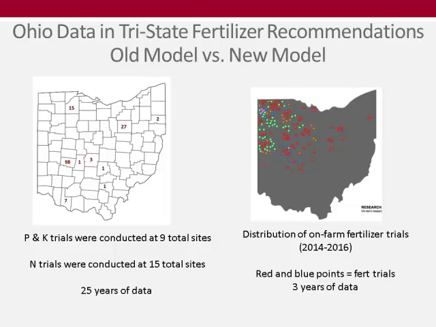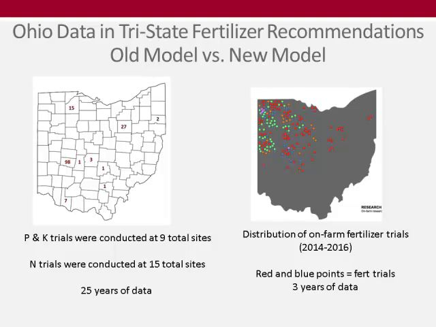Okay, so kind of old model versus new model. How things were done before, the old Tri-States versus new. We went back and looked at the data that went into the Tri-State recommendations. We scrubbed these annual fertilizer reports that were put out by my predecessor's predecessor, Jay Johnson. And we found that for P and K that went into the Tri-State recs, there were only 9 sites in the state that went into those phosphorus and potassium trials, okay?